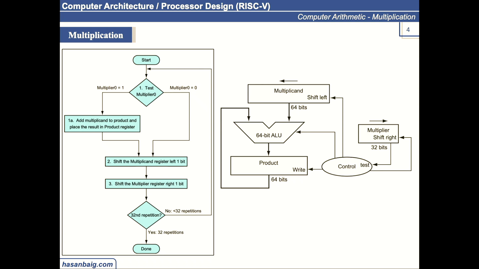32 is a lucky number in RISC-V. We have been repeatedly discussing 32 bits wide. The operand is 32 bits wide. So in order to multiply a 32-bit number with another 32-bit number, we have to check that all the 32 bits are multiplied. That is why we are checking if this process is repeated 32 times. If it is repeated 32 times, it means that the multiplication is performed and we can just finish the algorithm.